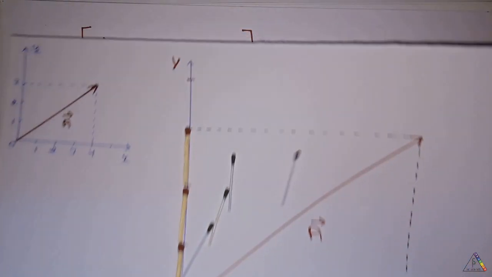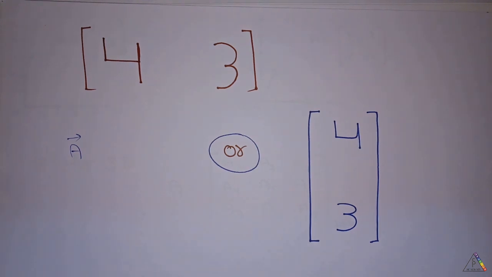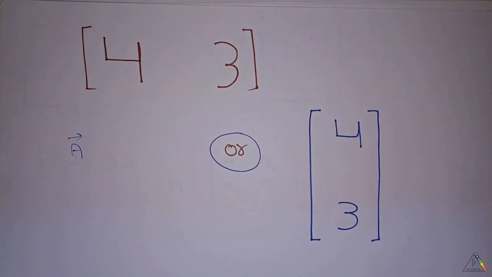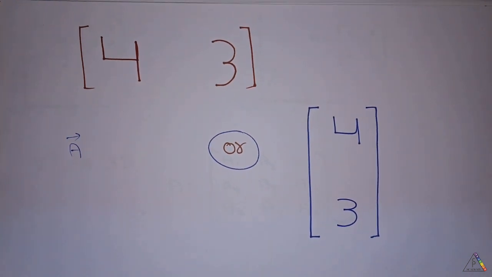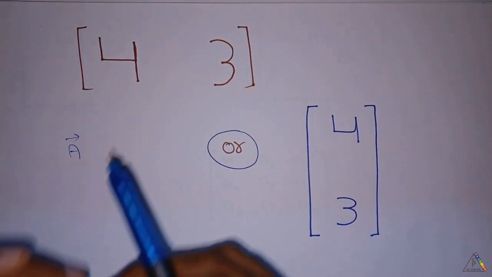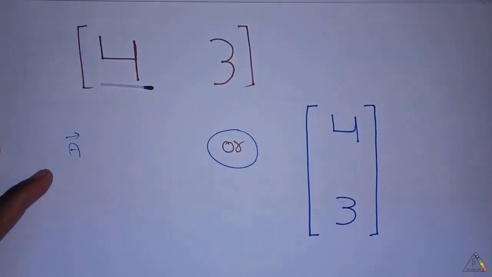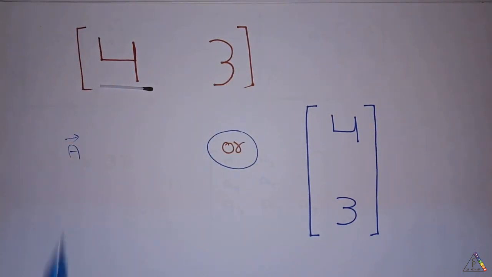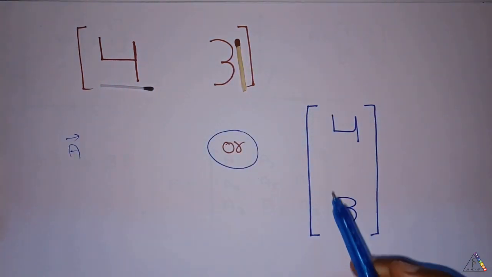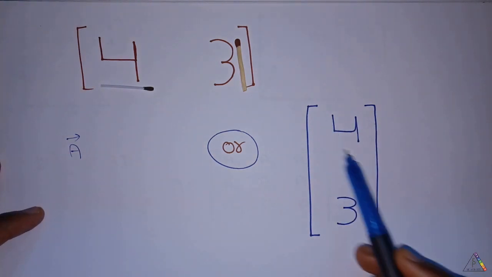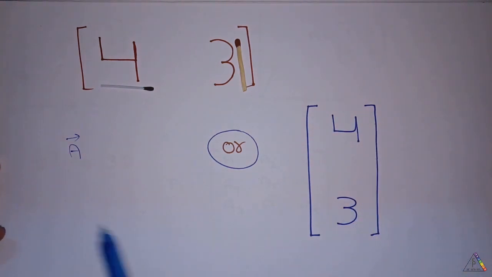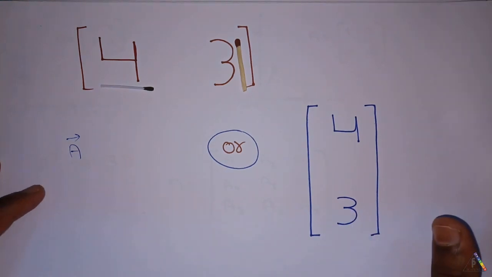Now I am representing that vector A in matrix form. We can represent it both as a row matrix as well as a column matrix. Here this vector A has the component of 4 along the x-axis and the component of 3 along the y-axis. Here also this vector A has the component of 4 along the x-axis and the component of 3 along the y-axis.